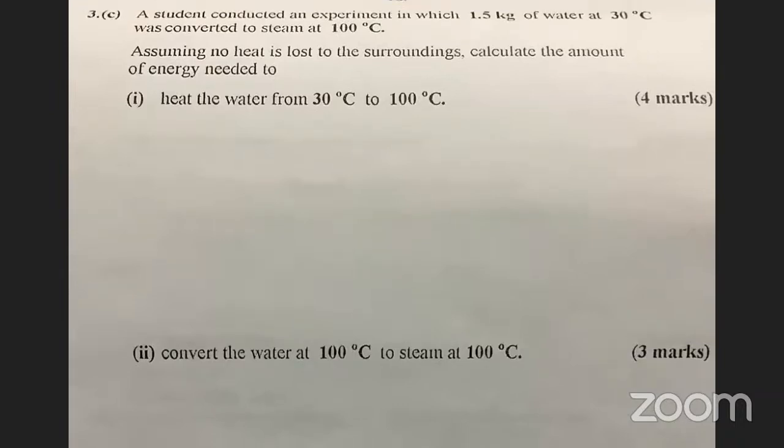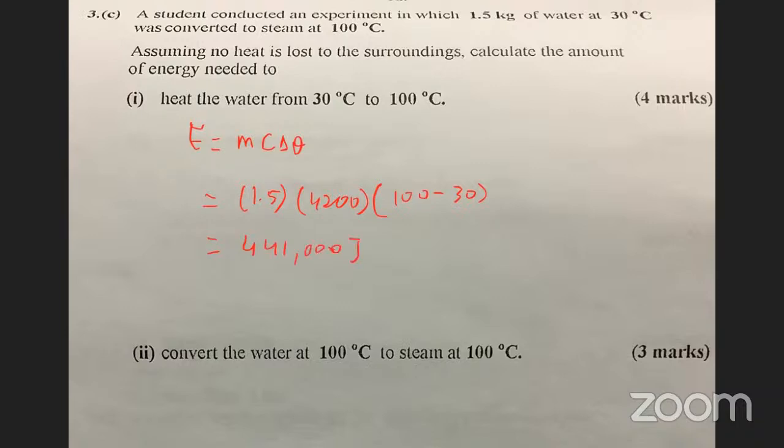Right, so part one, temperature change. So E is equal to MC delta theta. The mass is 1.5, and I could use kilograms because the value of 4,200 is in kilograms. And the temperature change is 100 minus 30. Right, so that's 1.5 by 4,200 by 70. That's 441,000 joules. Nice.